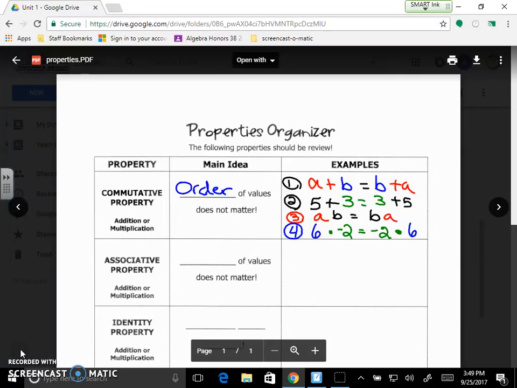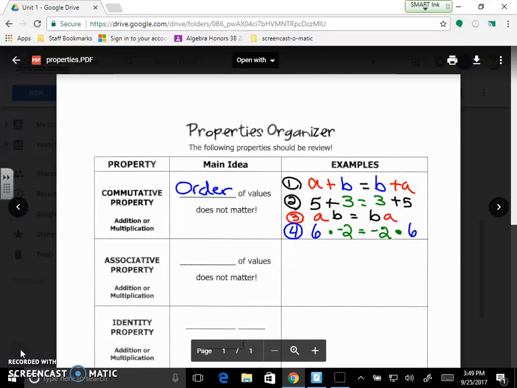Okay, so when you look at that property, for number 1, A is first, and then B is second. But then on the other side of the equal sign, they're saying B plus A. If you take a number and substitute it in, you're going to get the same value on both sides. So like number 2, where we have 5 plus 3 on the left-hand side, it equals 8. And on the other side, it does equal 8 over there.